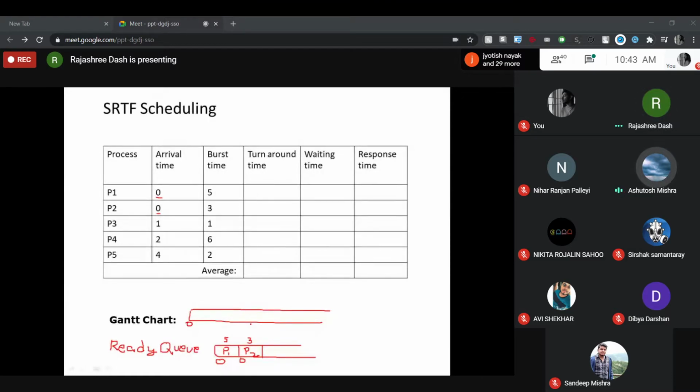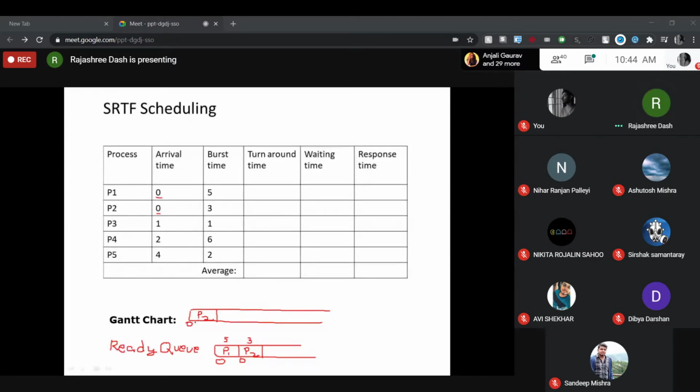Ma'am, here we have to see the burst time or what? Yes, here you have to see the burst time. Out of P1 and P2, P2 will be first because P2 has the smallest burst time. So here P2 will start execution. At time 0, P2 starts its execution.